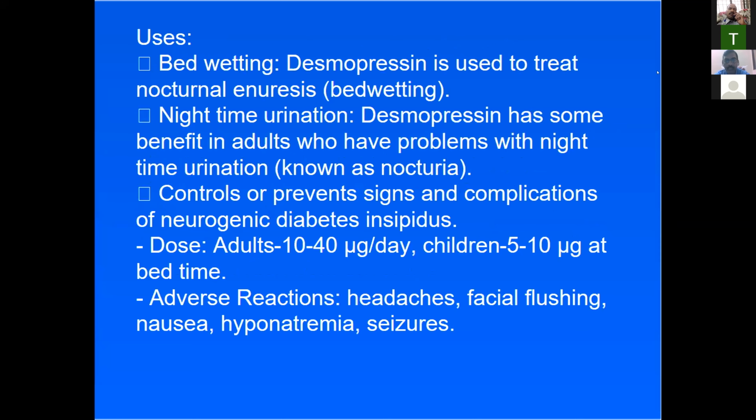And uses: mainly this drug is used for bedwetting. Desmopressin is used for nocturnal enuresis and nighttime urination. Desmopressin has some benefits in adults who have a problem with nighttime urination, known as nocturia, and to control or prevent signs and complications of neurogenic diabetes insipidus. In adults the dose is 10 to 40 micrograms per day, and for children it's 5 to 10 micrograms.